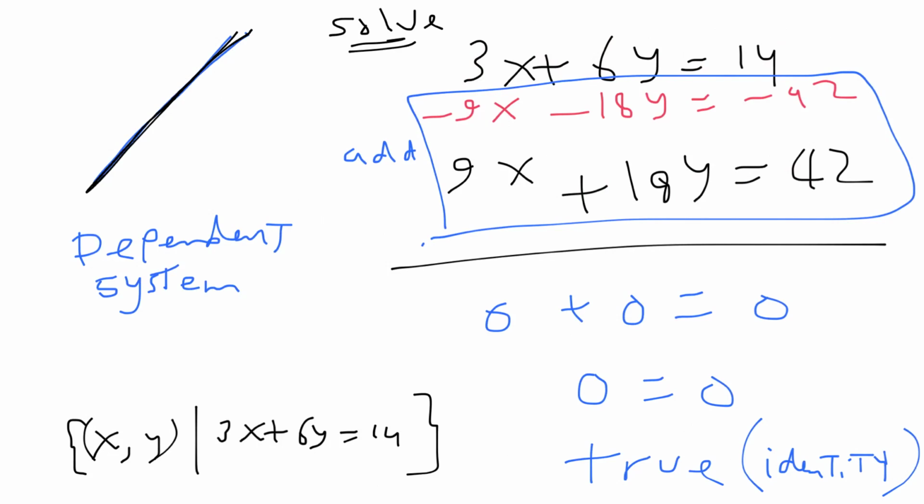If you have an identity, 0 equals 0, sometimes 4 equals 4, x equals x, it doesn't matter. If the two sides are equal, this is an identity. And that means the solution is any one of these equations, because they are all the same, they are only one equation.